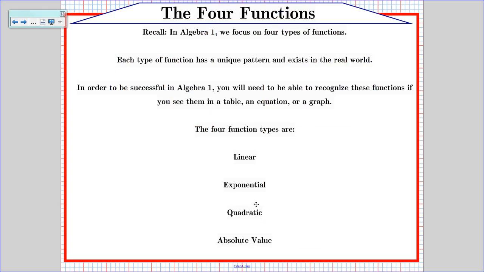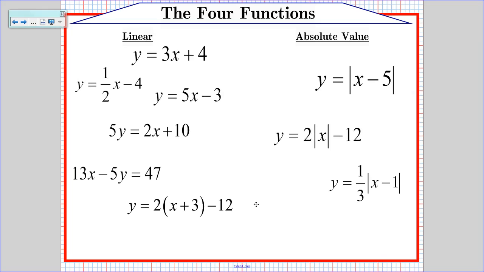Algebra 1, four types of functions. Our four functions are linear, exponential, quadratic, and absolute value. If you want to be successful in Algebra 1, you got to be able to recognize these functions if you see them in the world. Okay, so first, I've got a whole group of linear functions for you.